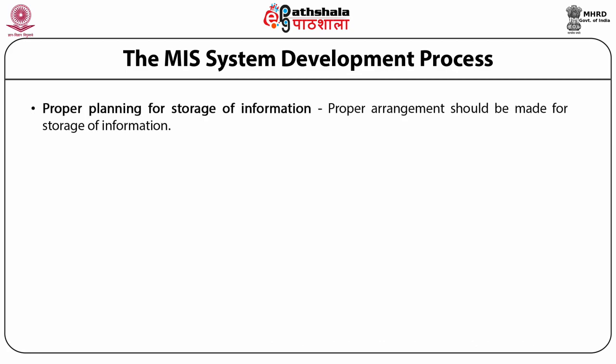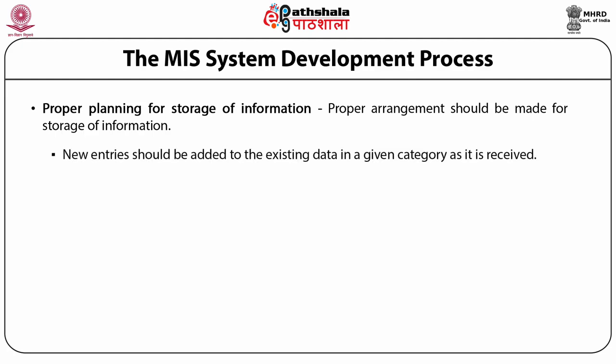Proper planning for storage of information. Proper arrangement should be made for storage of information, as all information is to be stored in disaggregated files. New entries should be added to the existing data in a given category as it is received. Different decision makers with similar information needs should be identified so that they can be grouped together for dissemination of information. This will avoid duplication of data.